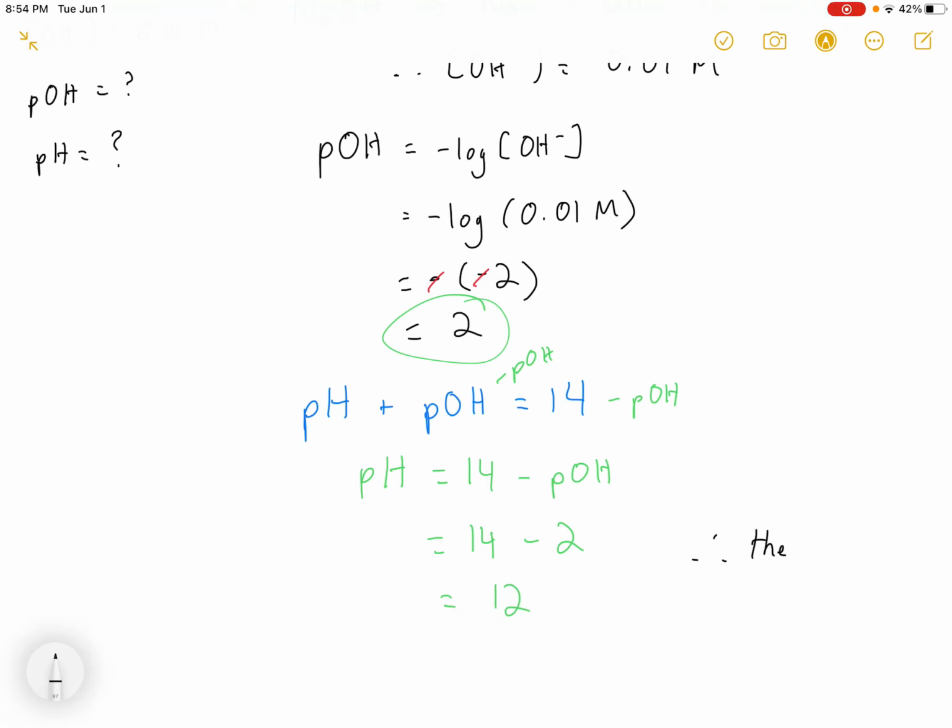So therefore, the pH of the solution is 12.